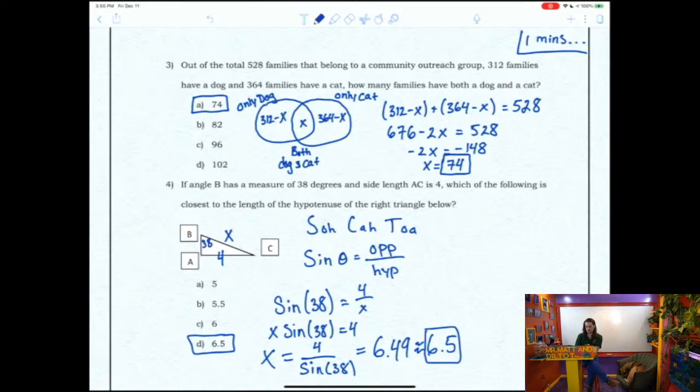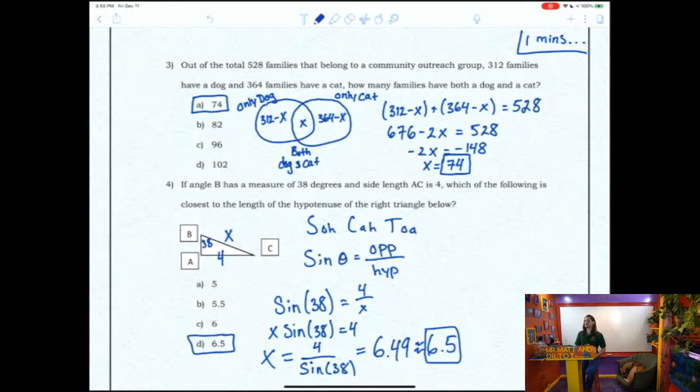There has to be something else going on. And the something else going on is that there are in fact some families that have both a cat and a dog. So if you use a Venn diagram to represent the middle portion, the families that have both a cat and a dog, and we call that number x, then we know that 312 families that have a dog, minus x number of families that have both a dog and a cat, would be equal to the number of families that have only a dog.